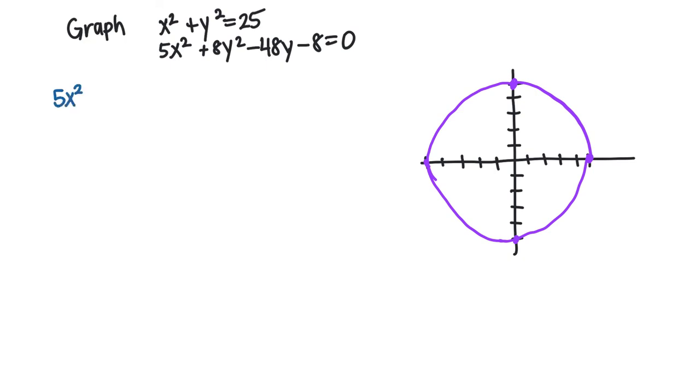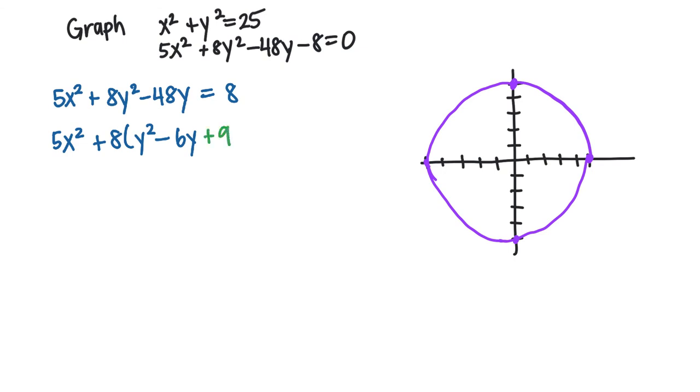Okay, the 5x squared, I'll leave alone. The 8y squared, I'm going to group it together, and then I'm going to move the minus 8 to the other side. 5x squared is going to keep hanging out, but the y squared, I need to factor out the 8, and then I need to complete this square here. So half of 6 is 3, 3 squared is 9. Okay, then when I add it to the other side, don't forget I need to add 9 to balance it, but it's really 8 times 9, which is 72.